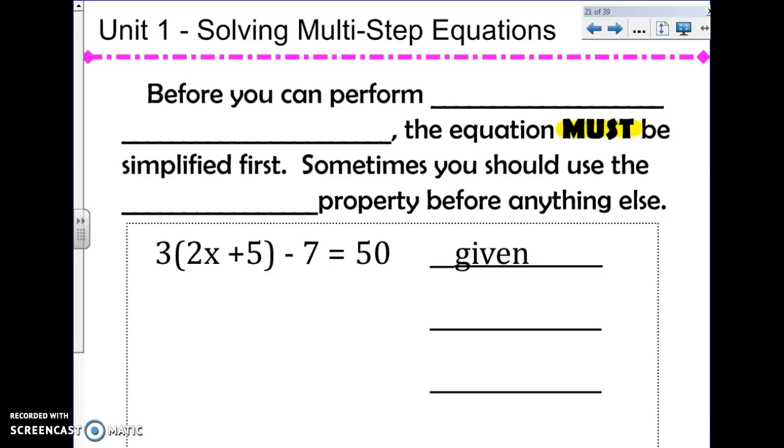We talked about how you have to combine like terms before you can do inverse operations, and also before you can perform inverse operations. You have to really pay attention to make sure that the equation is simplified first. Sometimes you need to use the distributive property first.